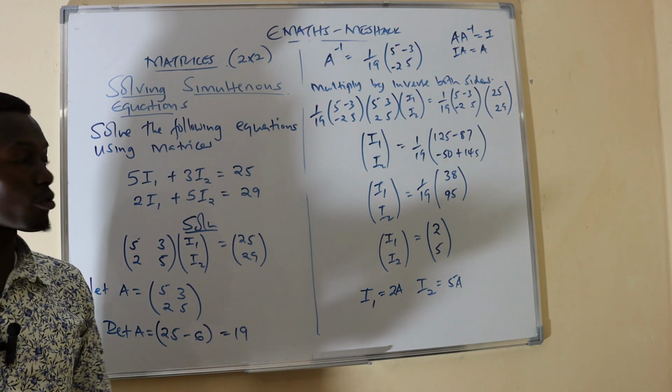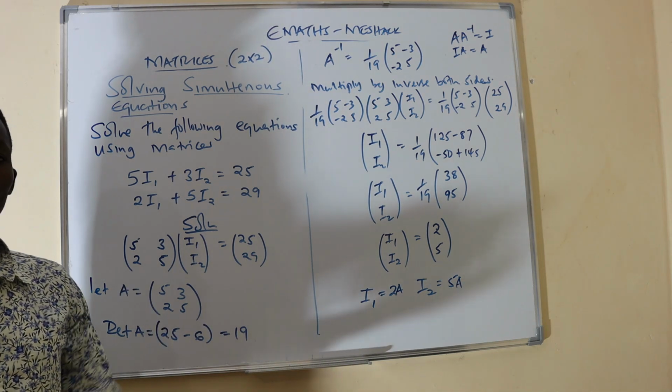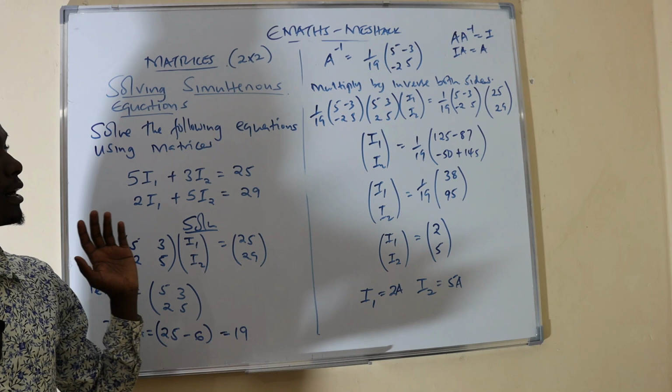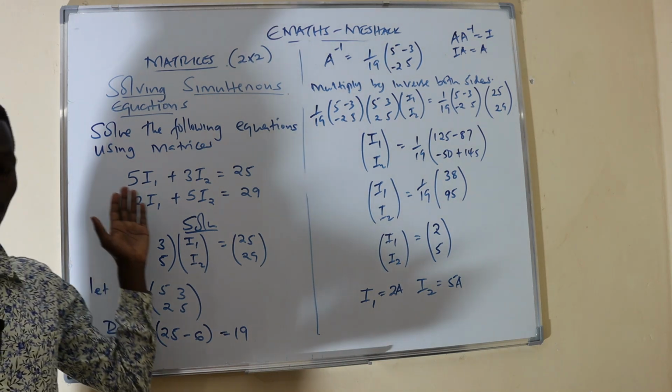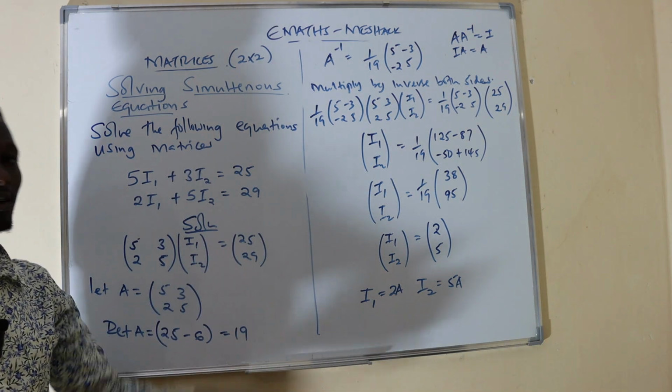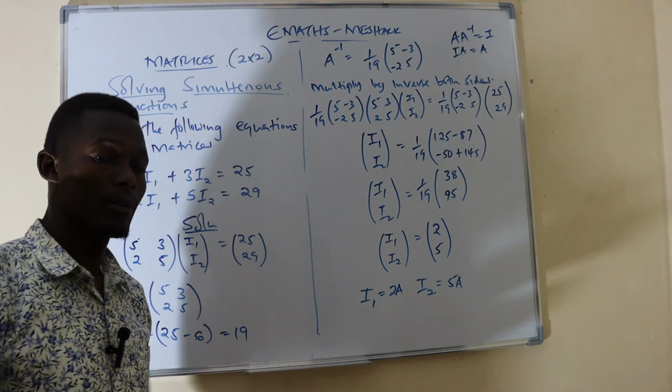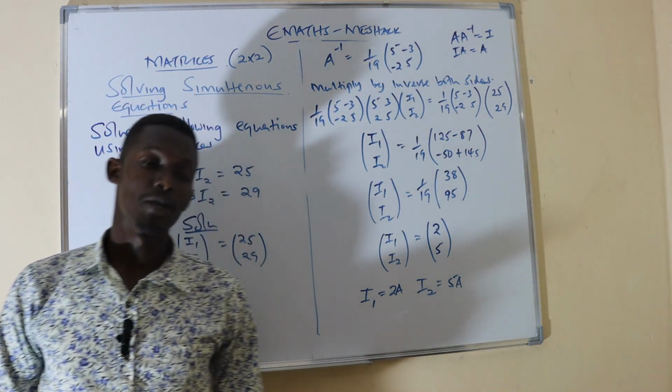And that is it for the two examples. You can handle any other simultaneous equations by using the inverse method on matrices. And that marks the end of matrices over the 2 by 2 matrix.